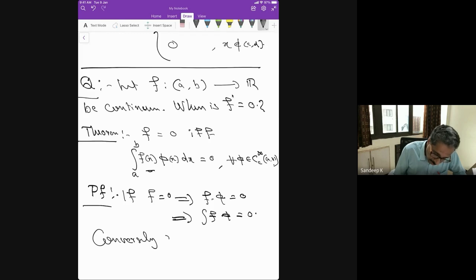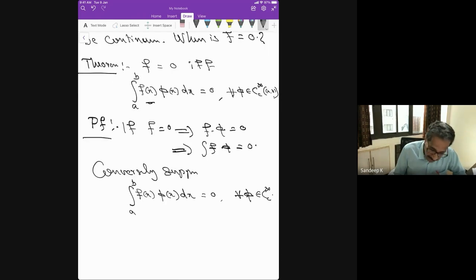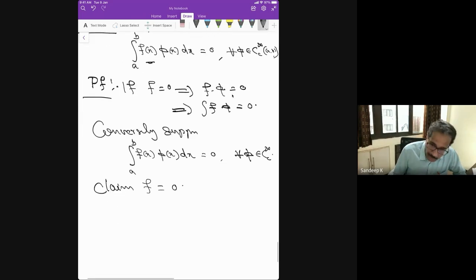Conversely, suppose the integral from a to b of f(x) times phi(x) dx is equal to zero for all phi in C_c infinity. Then I claim that f is equal to zero. How do I do that?